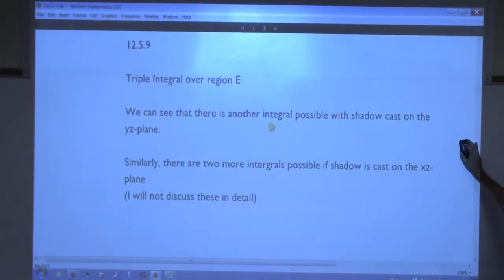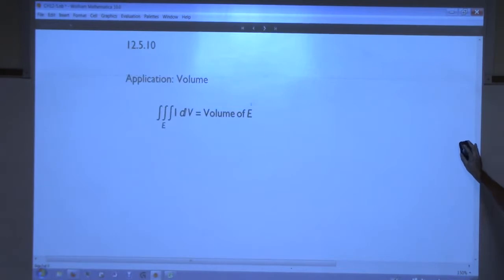This is what I was saying. There's different types of triple integrals, casting shadows on different planes.